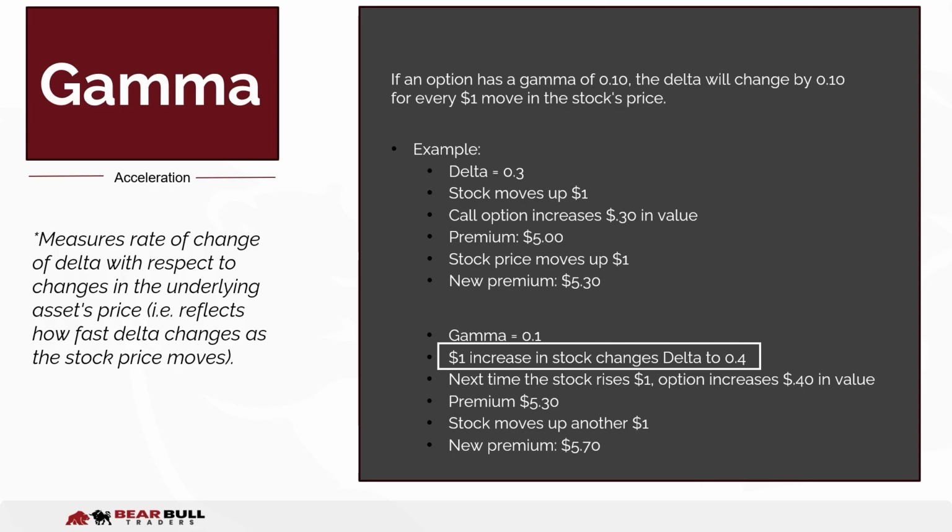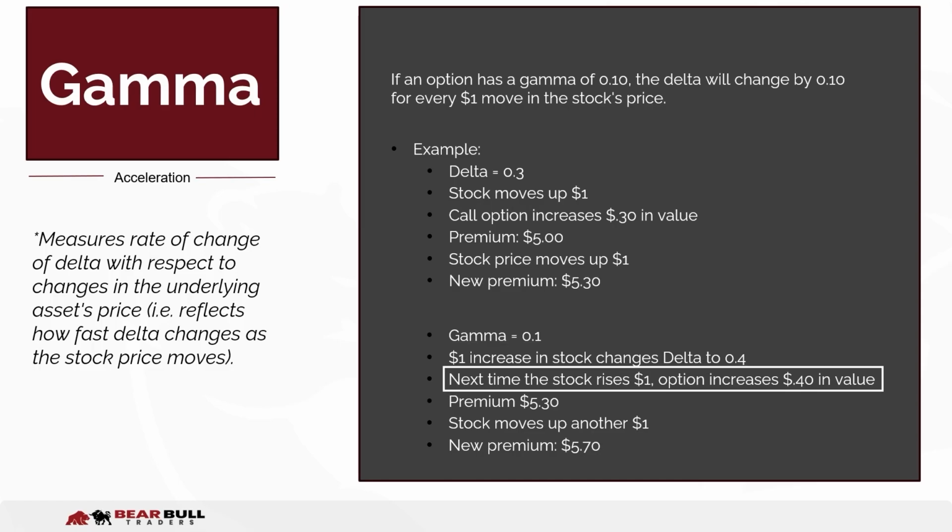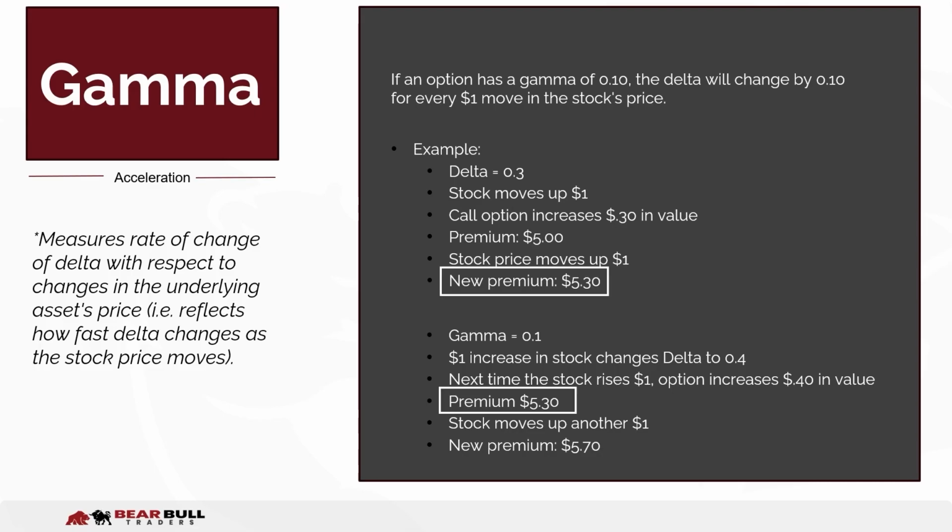So if the stock price increases $1, delta will change to 0.4. The next time the stock rises $1, the option will increase 40 cents in value. Basing off of the previous example where the stock price moved up and the premium moved from $5 to $5.30, if the stock moves up another $1, the new premium will now be $5.70 because the delta has changed from 0.3 to 0.4.